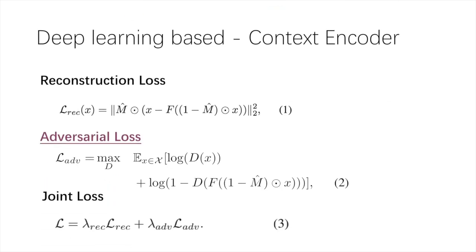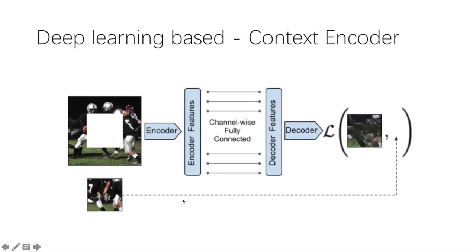So how can we define the loss, or the difference between the ground truth and the output? The author defined these two kinds of loss in the paper. First is the reconstruction loss. It calculates the difference between these two parts.